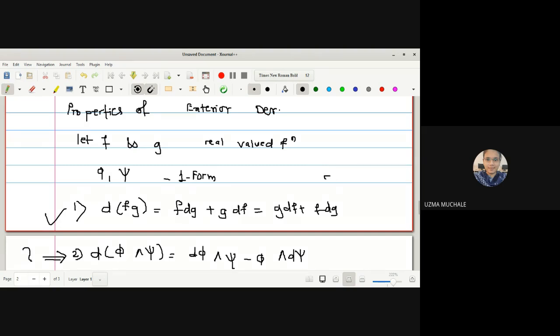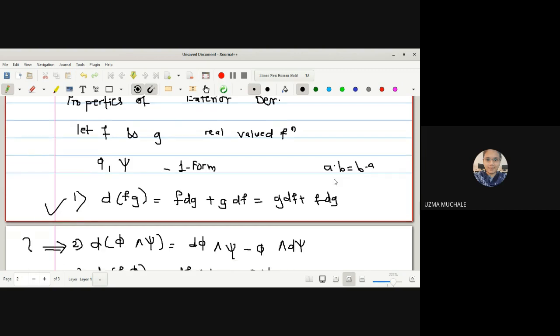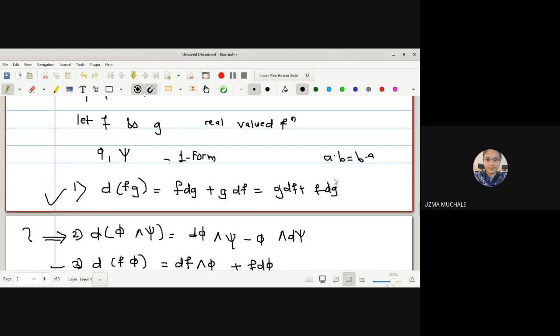It is satisfying the property of a dot b is equal to b dot a. But if you are having a wedge product, it is difficult. So we have proved the first property. Any doubt for the first property?